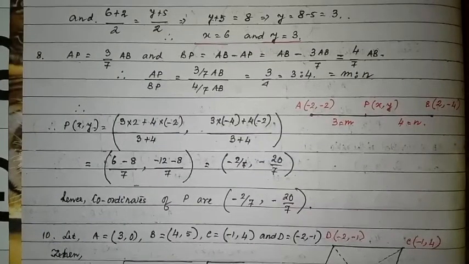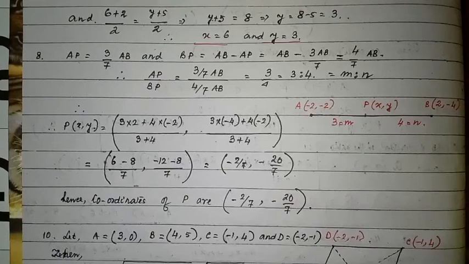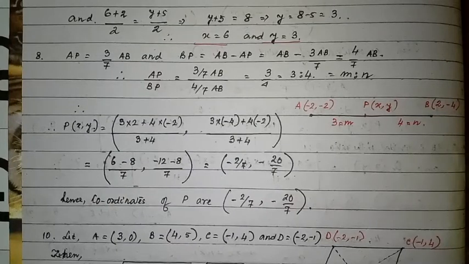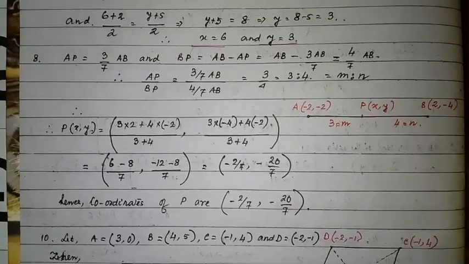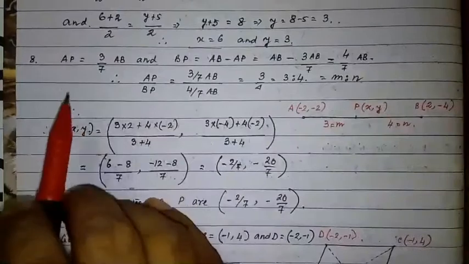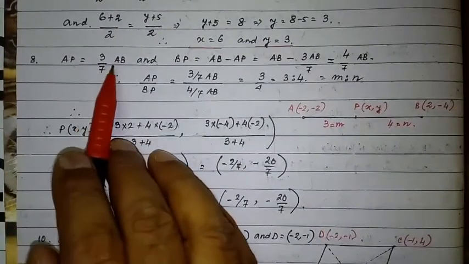Now, sum number 8. If A and B are (-2, -2) and (2, -4) respectively, find the coordinates of P such that AP is equal to 3/7 AB and P lies on the line segment AB. So here we have AP is equal to 3/7 AB.